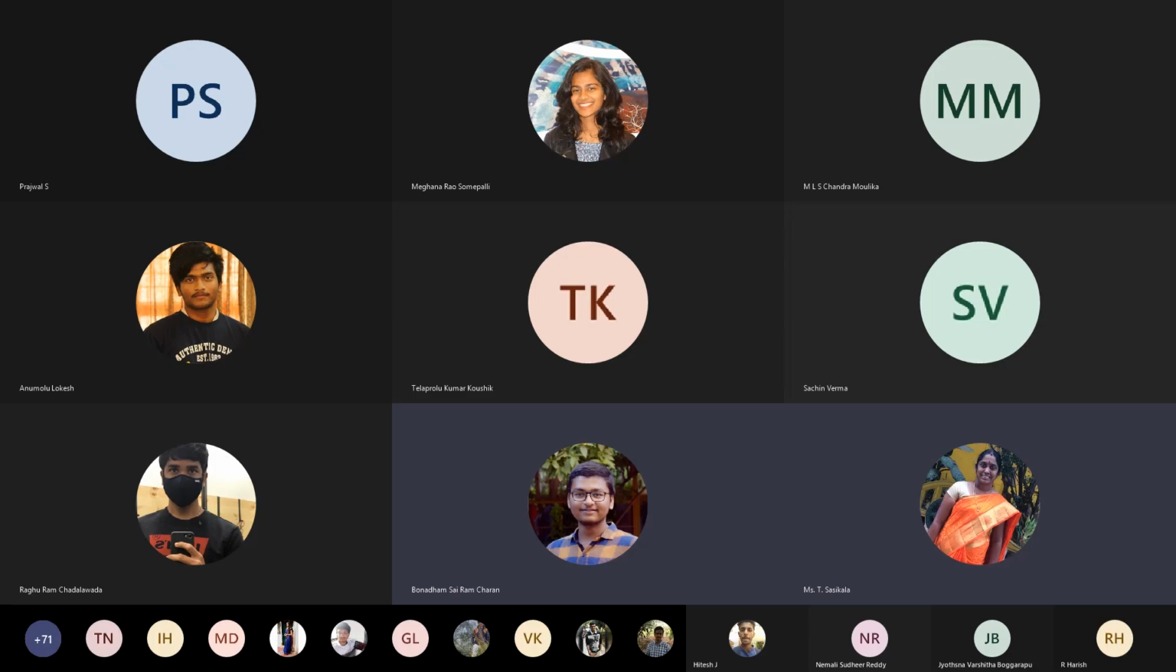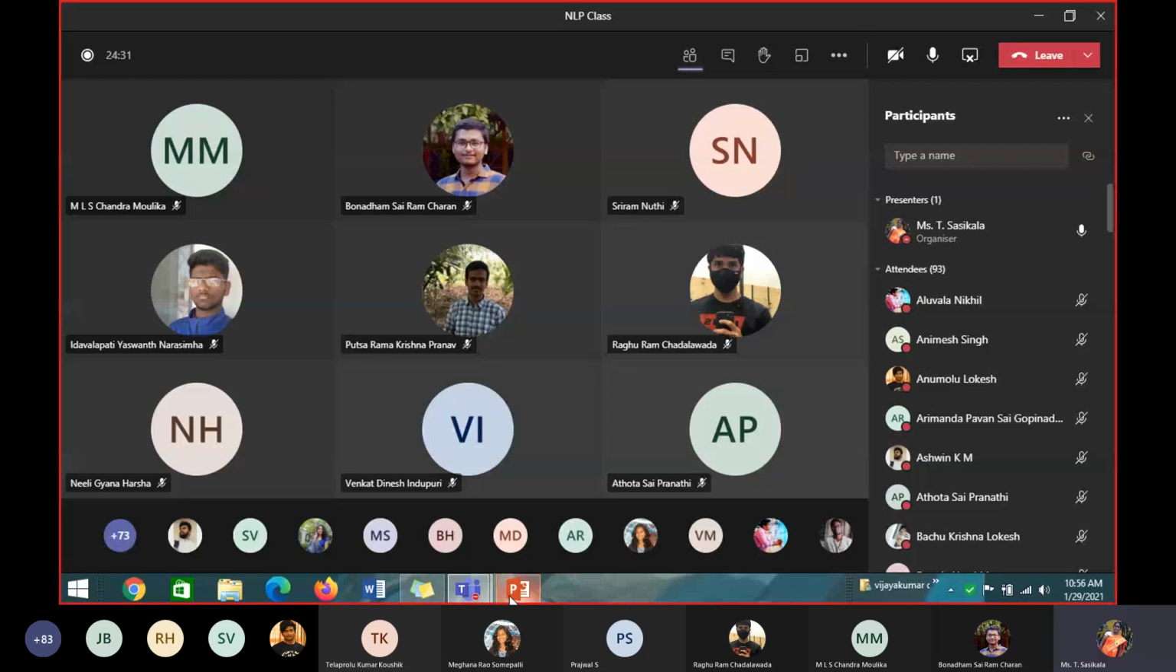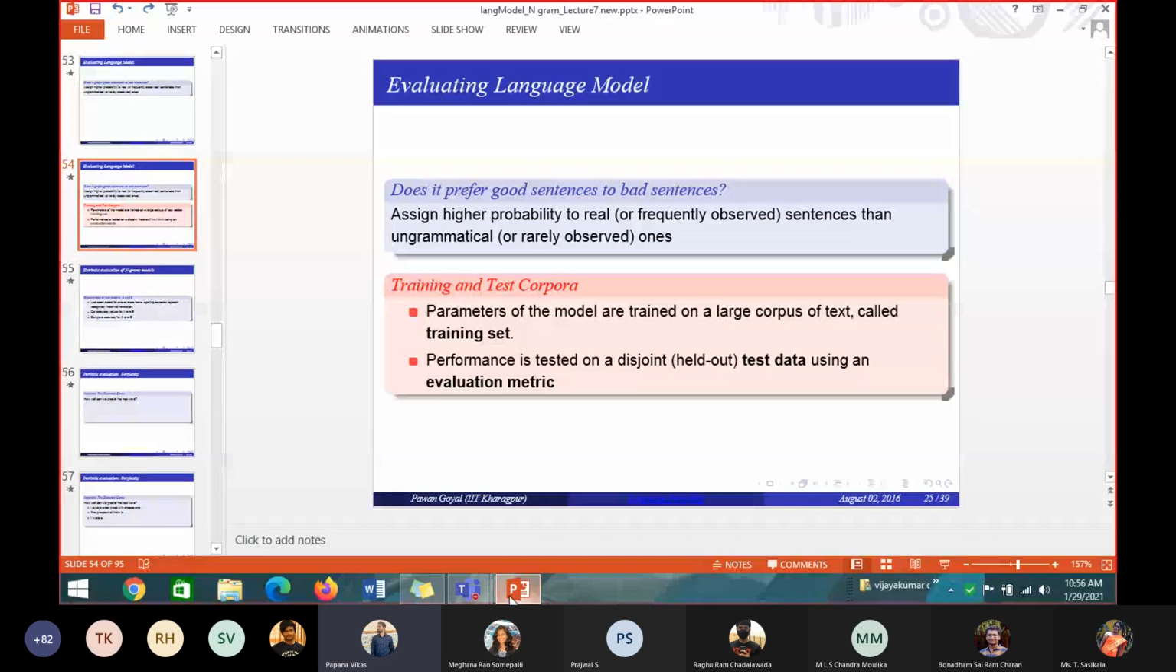Evaluating language model. Yes. Is the team screen visible, yes or no? Yes, ma'am, the team screen is visible. Is the PPT visible? Yes, ma'am, the PPT is visible. Okay, thank you students. Okay, we will start.